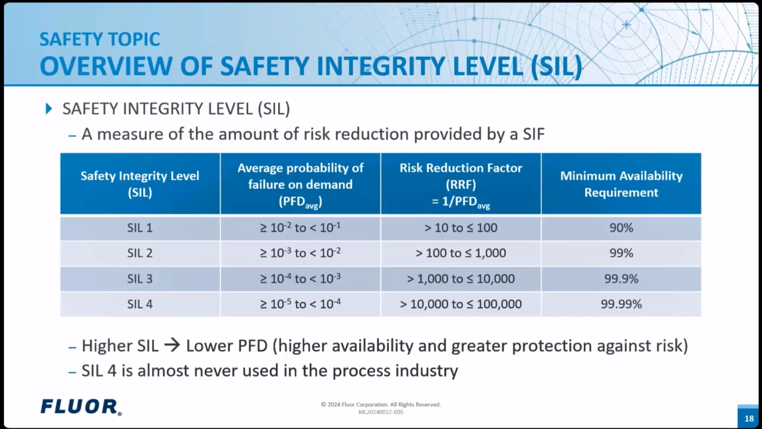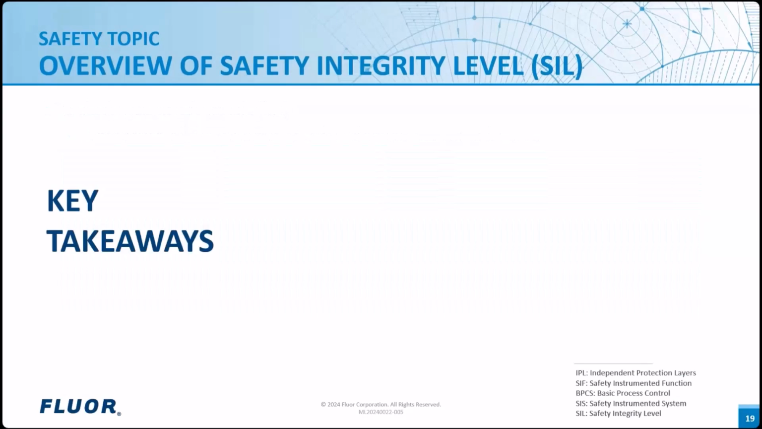A SIL 1 system must meet a minimum availability requirement of 90%. The minimum availability requirements for SIL 2, SIL 3, and SIL 4 are 99%, 99.9%, and 99.99% respectively. SIL 4 is almost never used in the process industry, and it is mostly associated with the nuclear industry. Here are a few key takeaways.